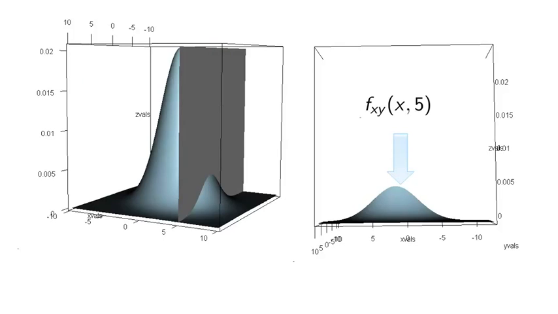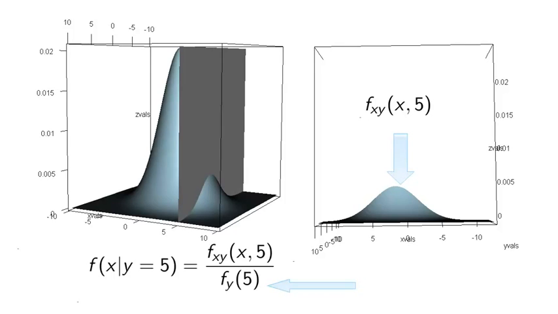And that is exactly the conditional density, with the exception that now it doesn't integrate to 1. So we have to normalize it by something that integrates to 1. Well, that's exactly what we divide by there, f of 5.